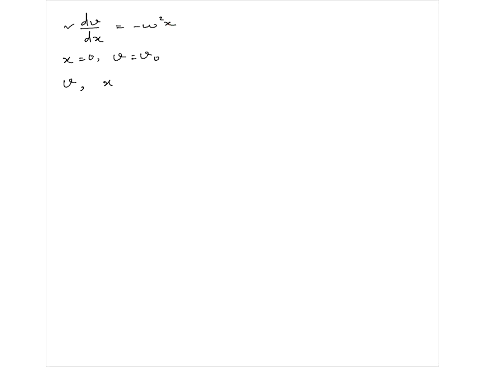Here you first separate the variables, v on one side, x on the other side. Put the integral signs on both sides. When x is 0, v is v naught. When x is x, v is v. We want v when x is x.